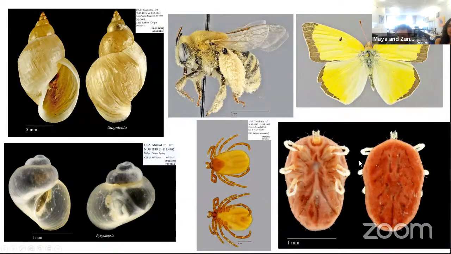But also arthropods that are significant for human and animal health, such as ticks and mites. For instance, this is a mite here that was pulled off of a golden eagle chick. There are golden eagles that nest in Dugway Proving Ground, and there are ornithologists who are interested in studying that population and also looking at parasites that live on the chicks. And we've been able to work with them to image some of the parasites.